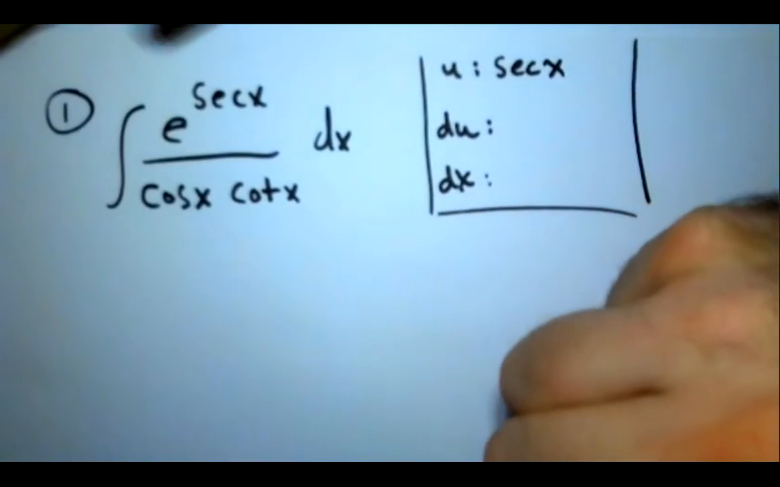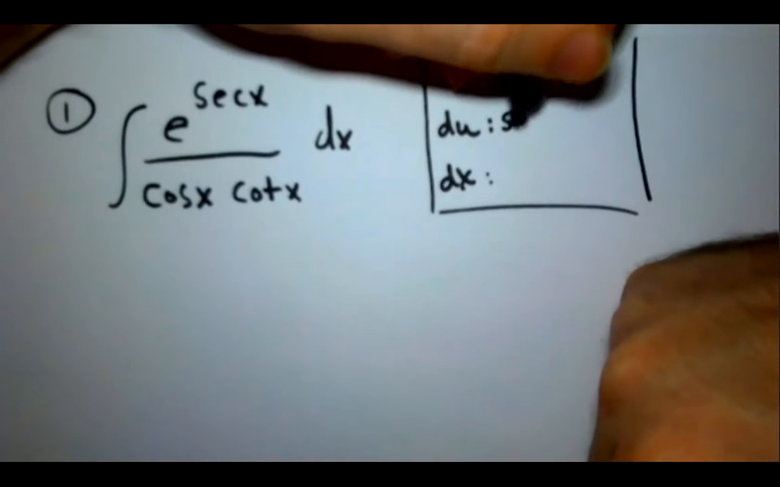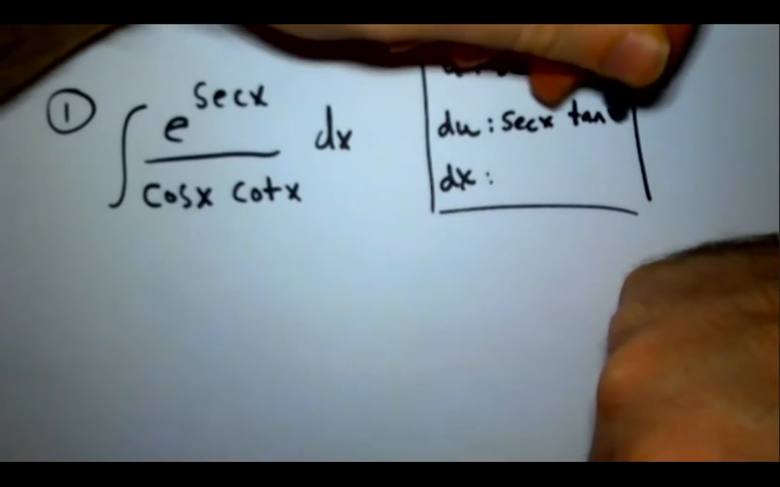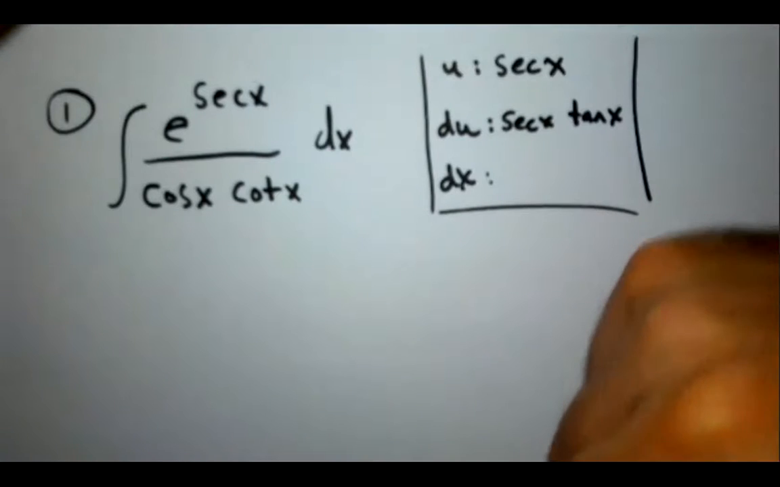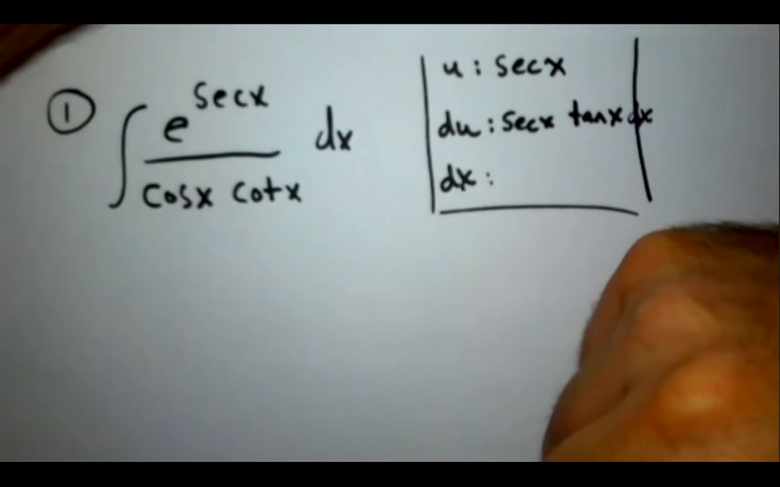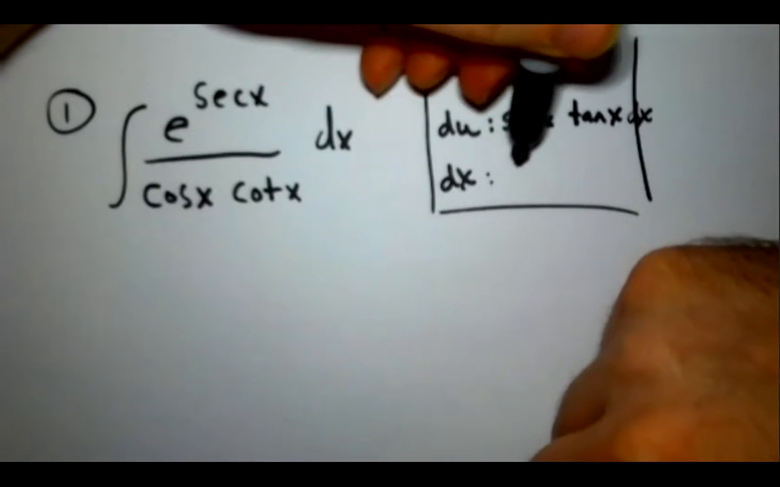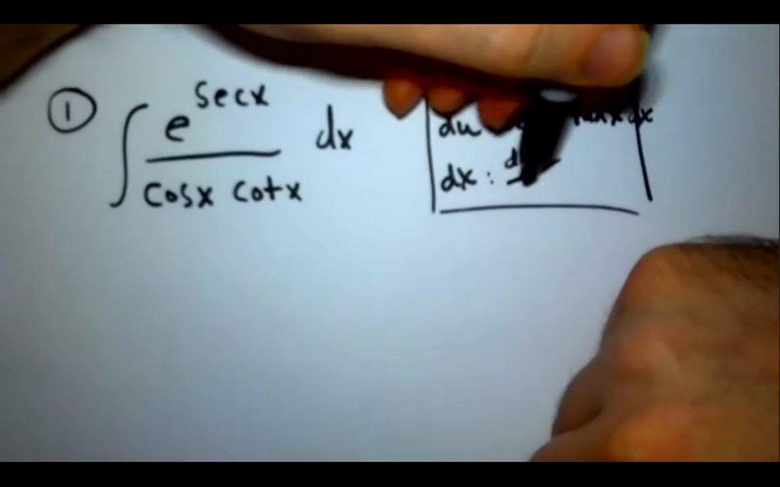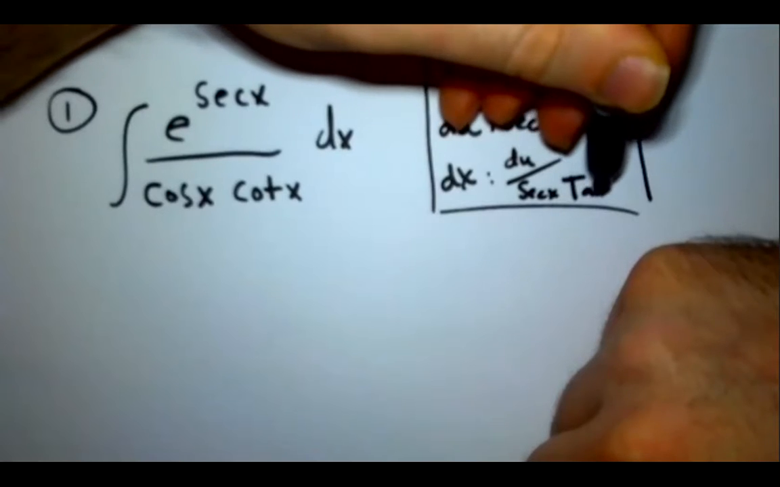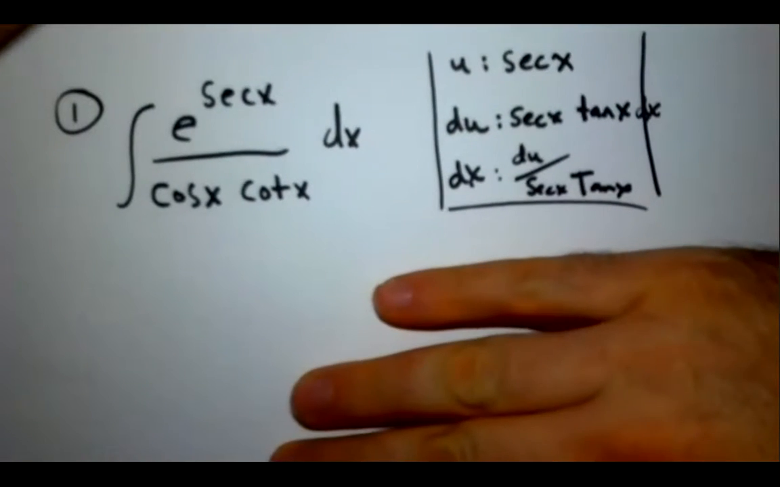And then we just started talking about all 6 trig functions. Now we got to, as you see, we got to know them. So the derivative of secant is secant tangent. And we want to tack on our dx after that. So it's secant x tangent x dx. And then if we solve for dx, it's going to be du over secant x tangent x. Okay, so then we're going to start to plug some stuff in and see what happens.